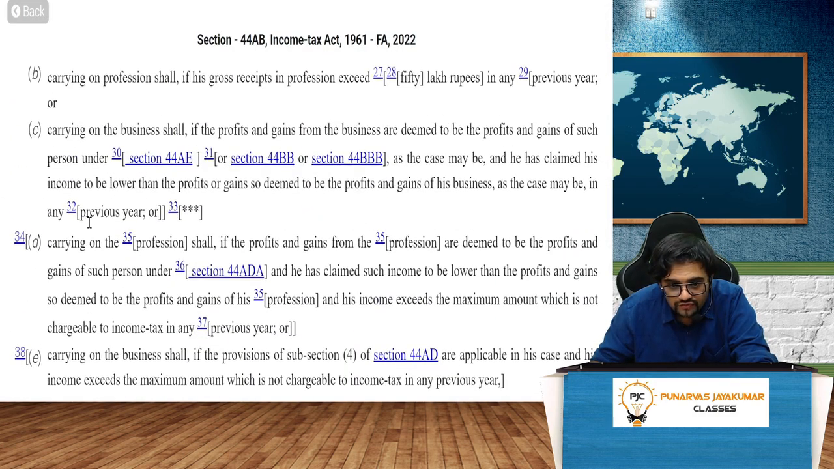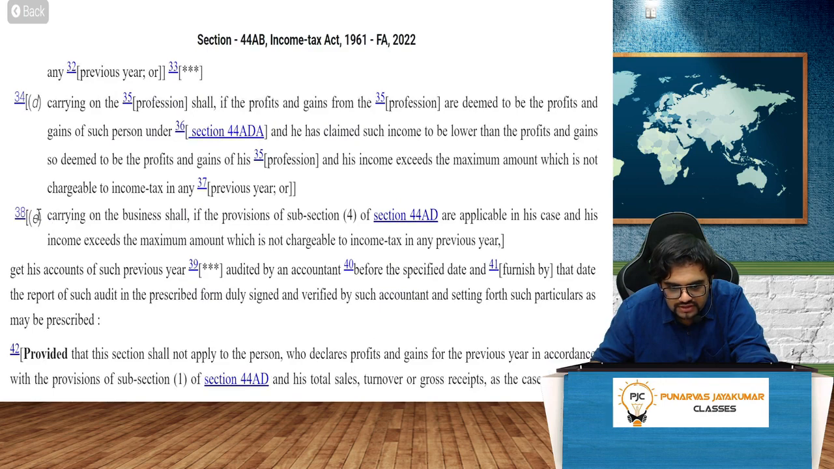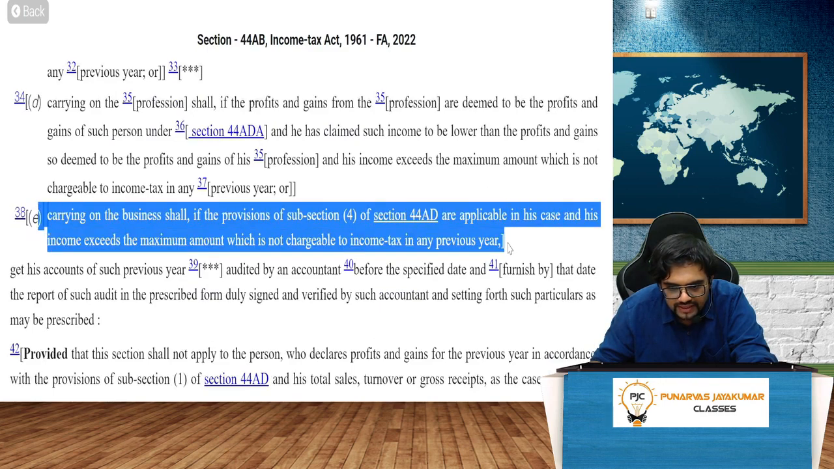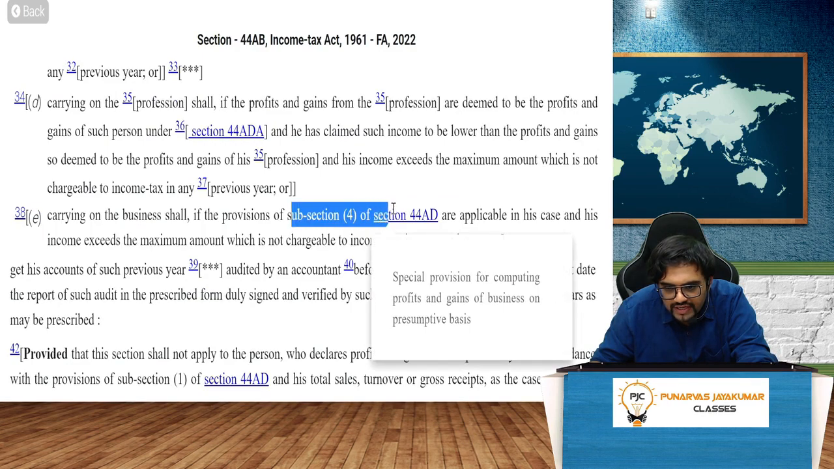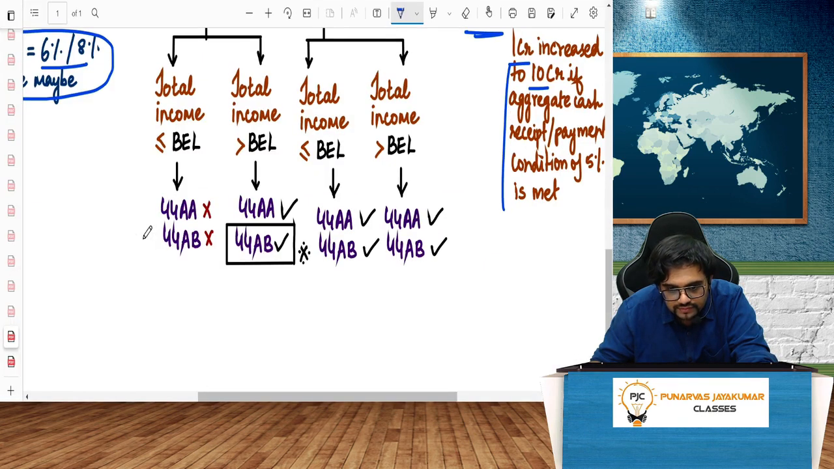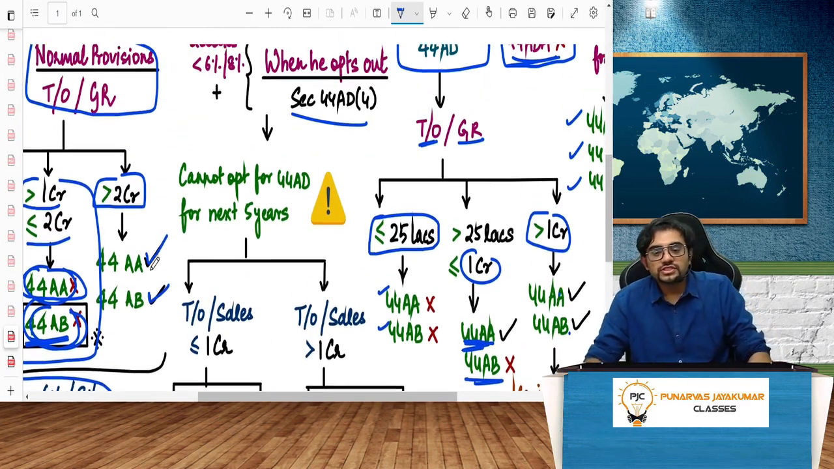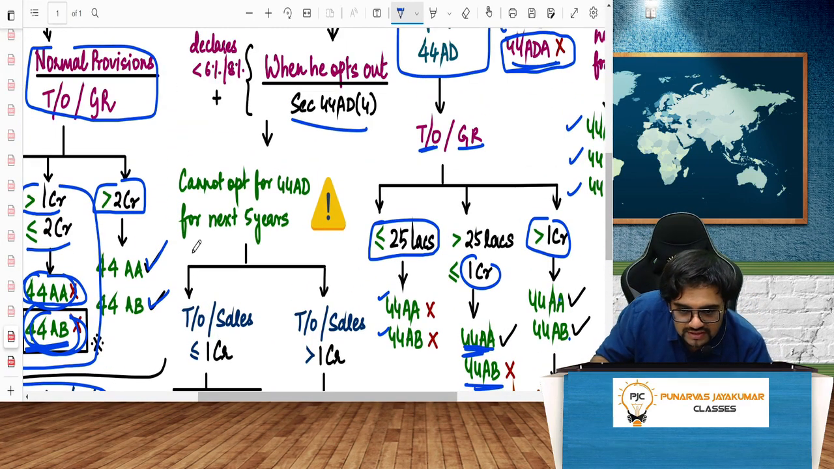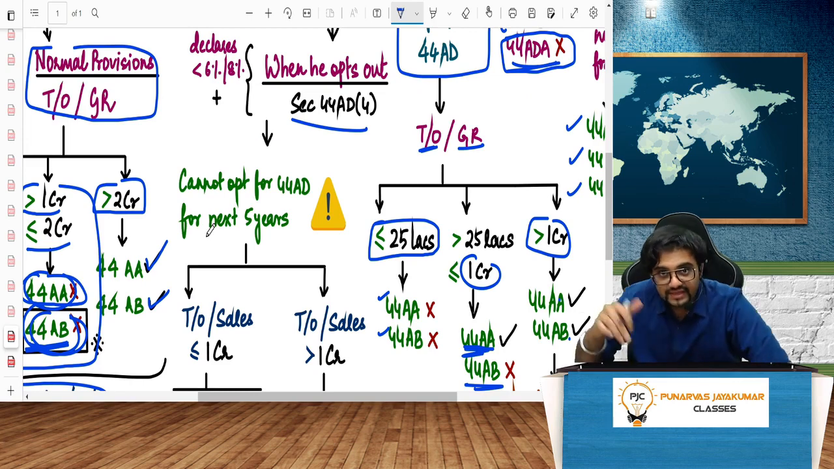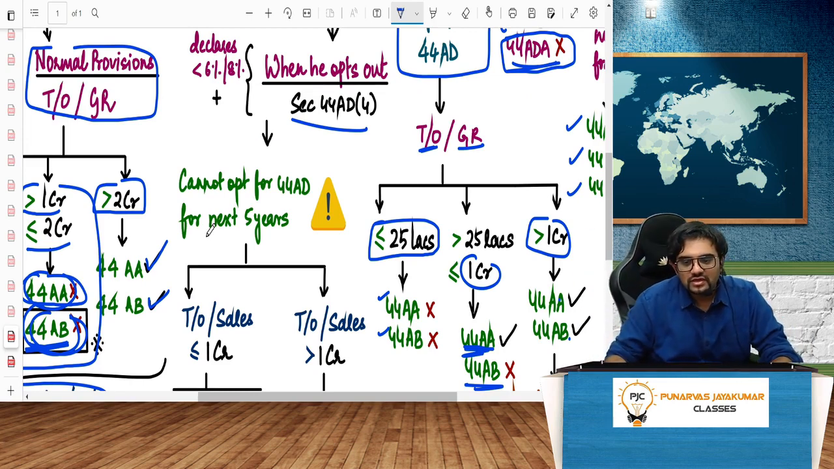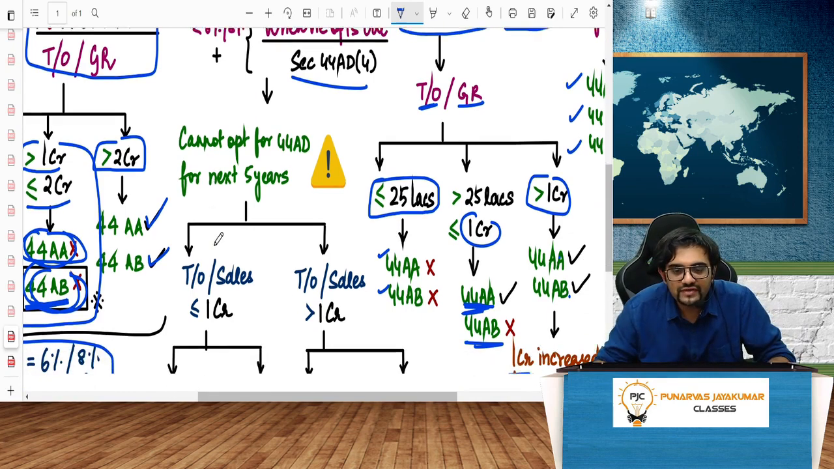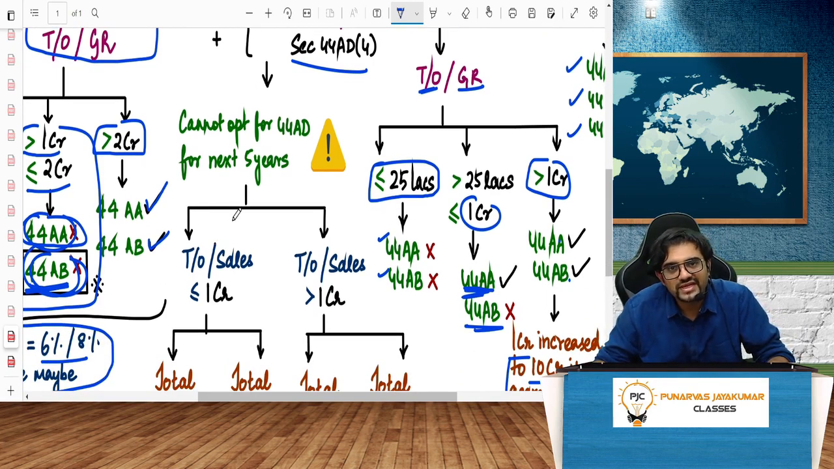And if you see in 44AB, this clause has been added where provisions of 44AD(4) will apply. That is what I am doing here. If he opts out for 1 year, my dear friends, he cannot opt in again. He cannot opt in. Which section? 44AD for the next 5 years. Once he opted out, next 5 years, not possible.